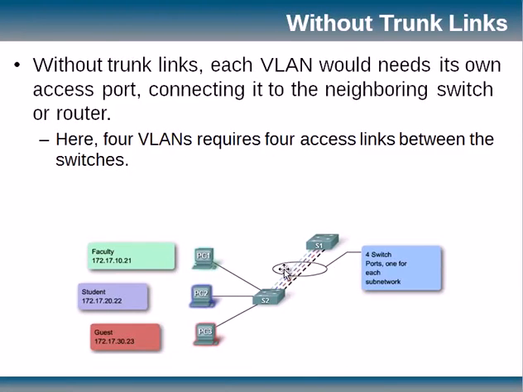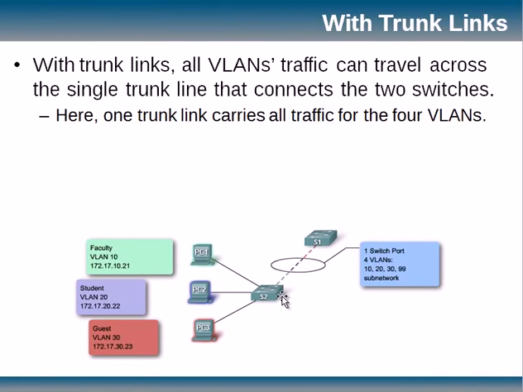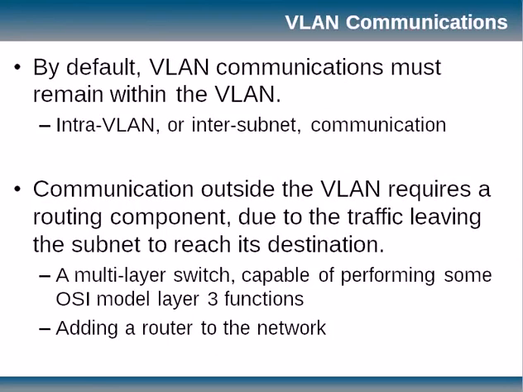If you didn't have trunk links to get your traffic from one switch to another, you would have to have one access port for each VLAN on your network. So in this case, we've got three VLANs, three subnets, so you'd have to have three of those. There's a fourth one in there for other reasons as well. Because you have trunk links, you're able to configure the switch interface on both sides of this trunk link to carry all VLAN traffic. All VLAN traffic goes across, and communication works just fine.